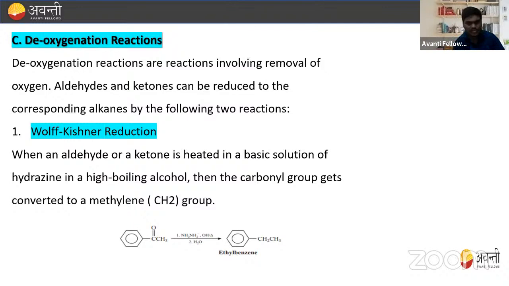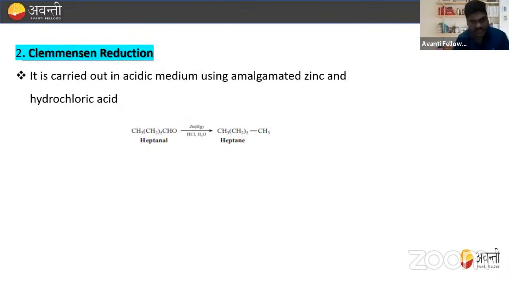So we have this compound, C=O with CH3, treated with NH2NH2, OH negative, and heat, so we'll get ethylbenzene. Always remember this: in the Wolff-Kishner reduction, we always use the reducing agent NH2NH2 with OH negative, heated. So we'll get ethylbenzene. This is the Wolff-Kishner reduction.